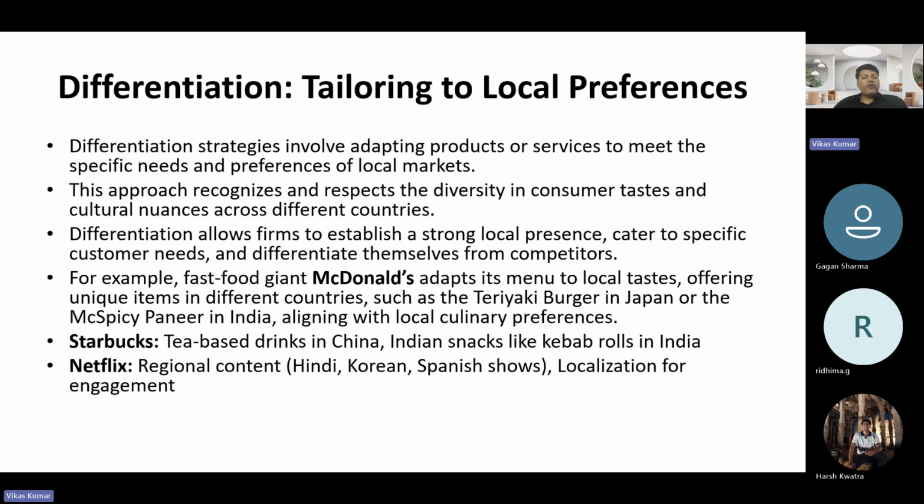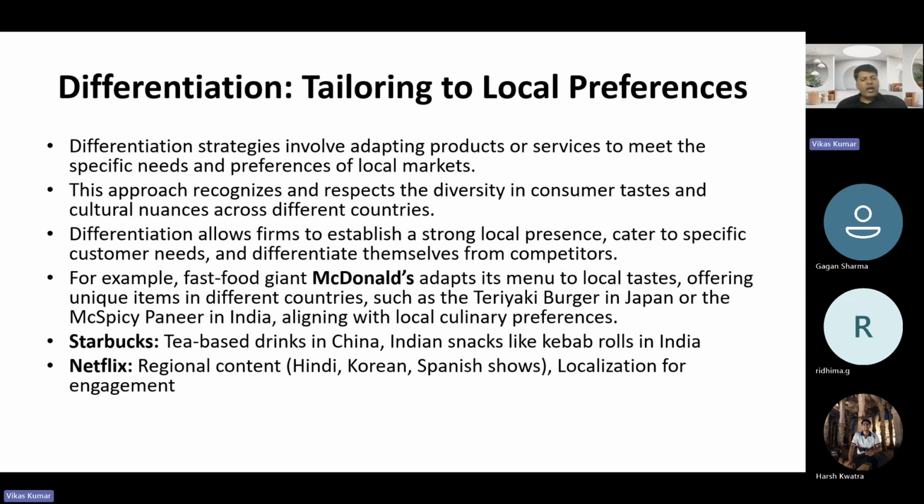Apart from McD, Starbucks and Netflix are there. Starbucks offers tea-based drinks in China and in India also. And in India, they are offering kebab rolls also. So this is with respect to differentiation: tailoring to the local preferences, to the local market, to the local culture, the requirements of the local community of that particular nation.